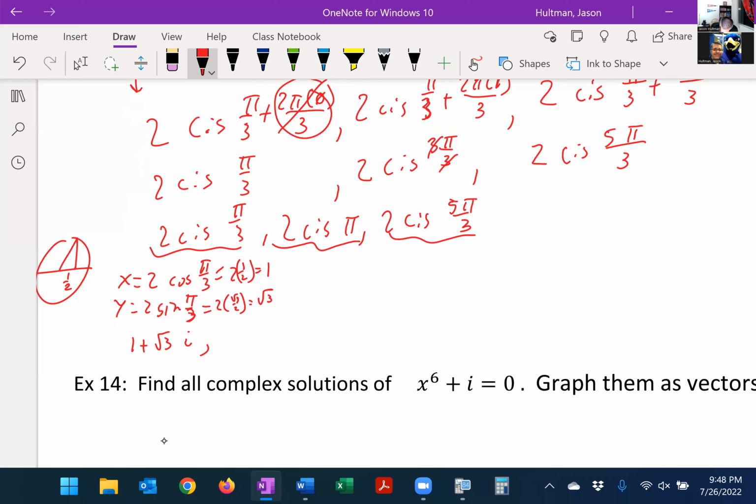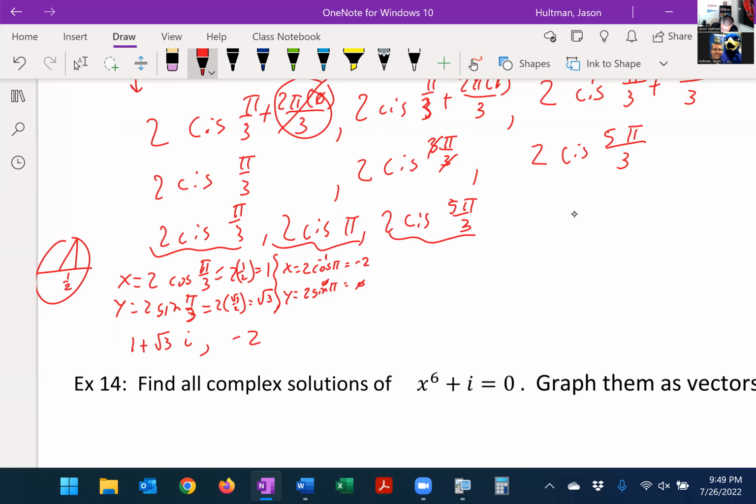Okay, what about the next one here? The next one I have 2 CIS pi. So x here is 2 times the cosine of pi. Well, the cosine of pi is -1, and so that's just -2. And then y equals 2 times the sine of pi, and the sine of pi is 0, and so this is 0. Okay, so this is going to be -2 plus 0i, which is just -2.